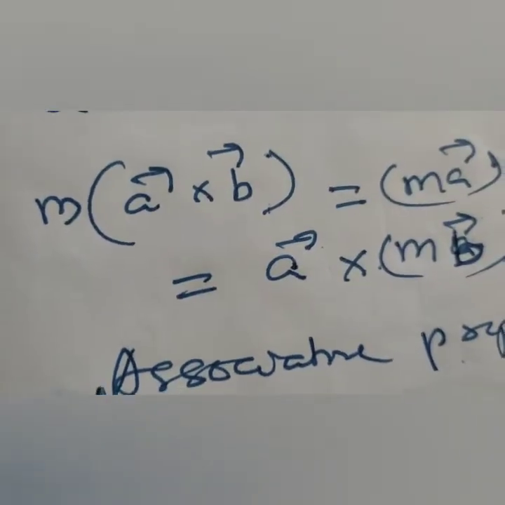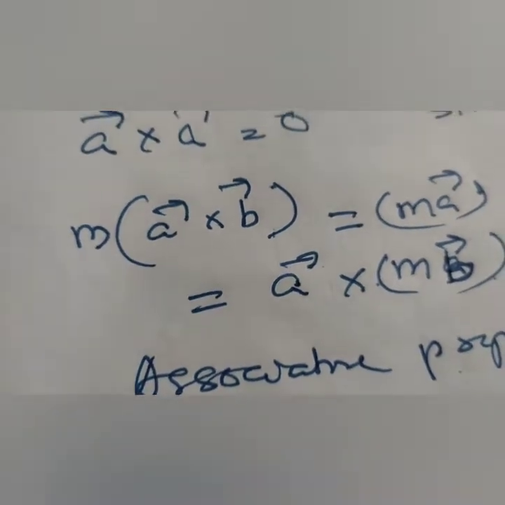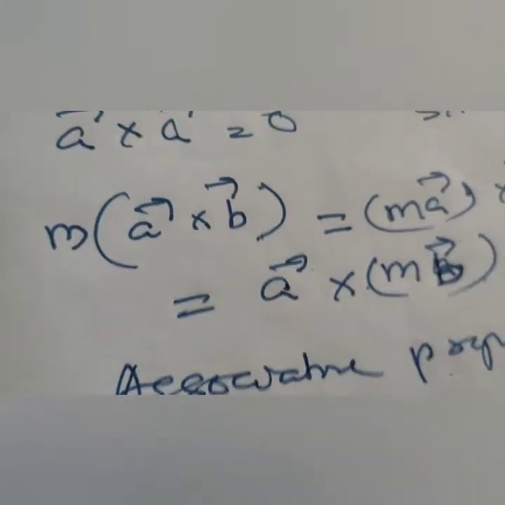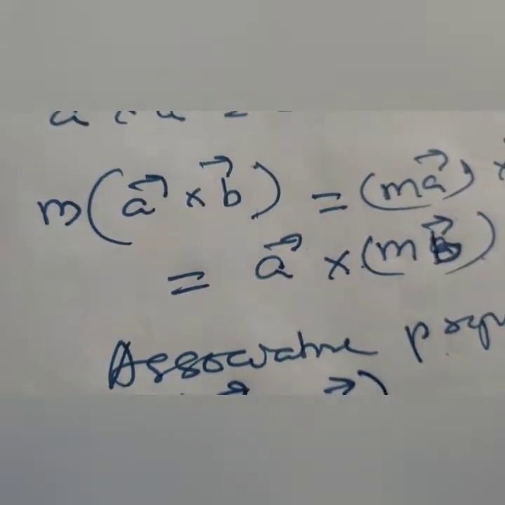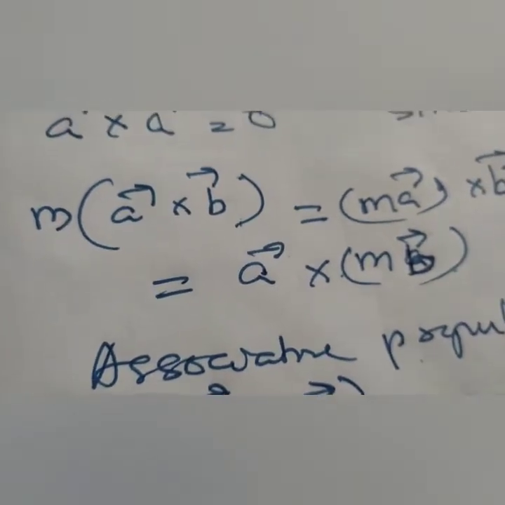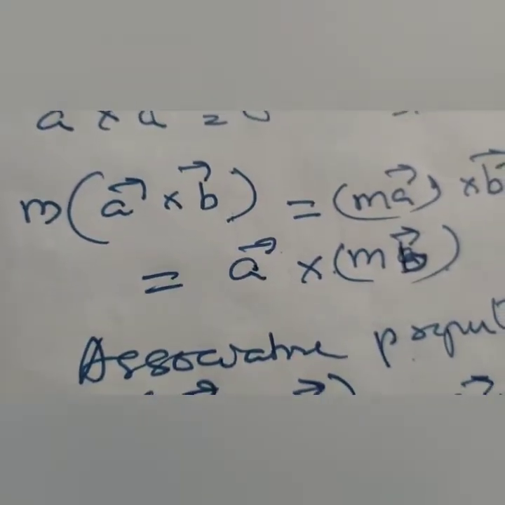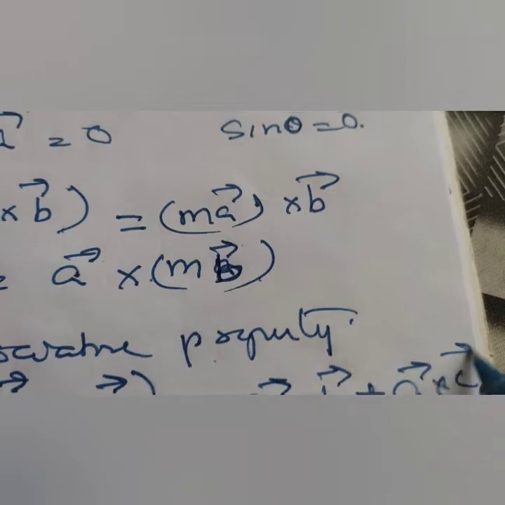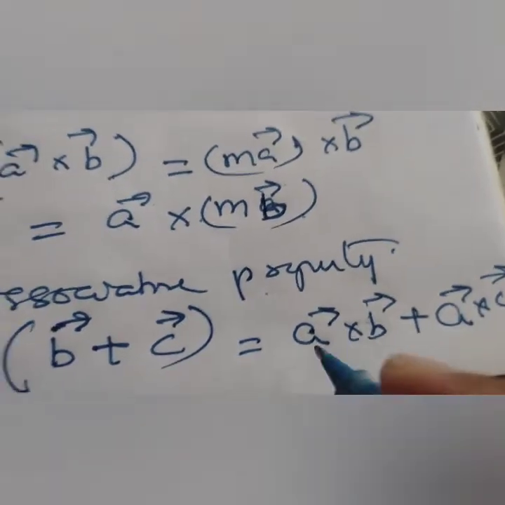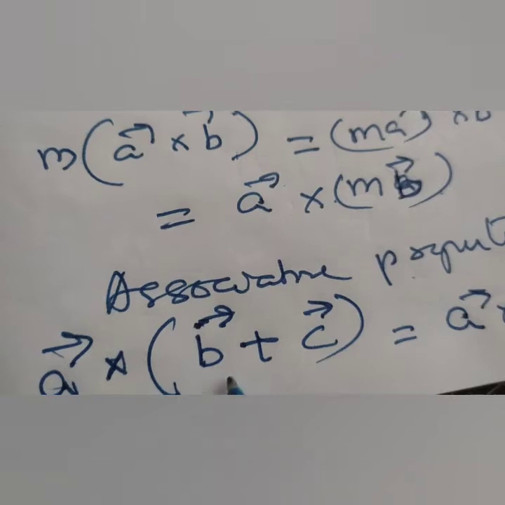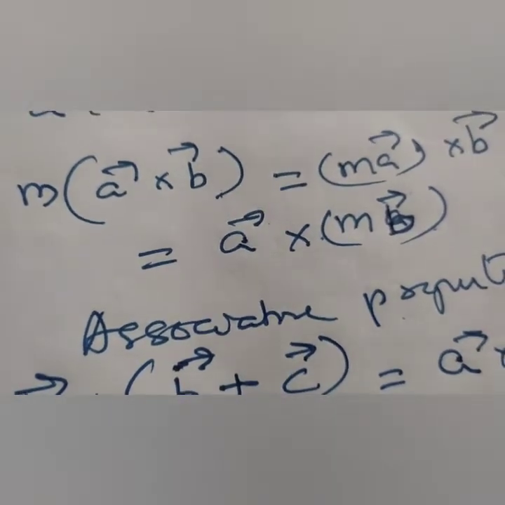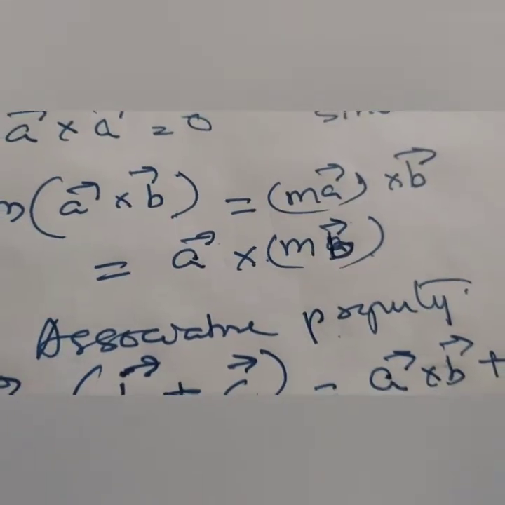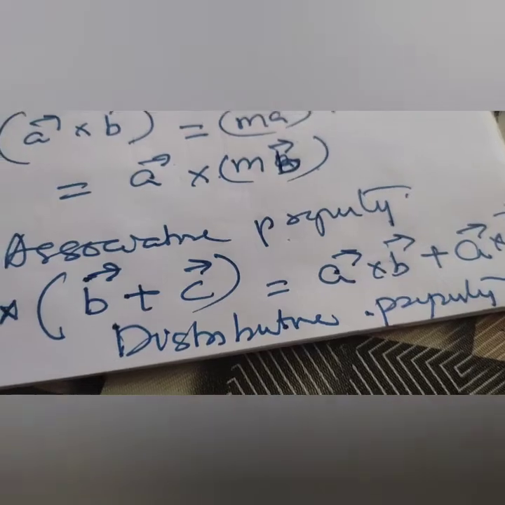These properties are the same for dot product also. A cross (B plus C) is A cross B plus A cross C. Remember, number addition also has the same properties. So this is called the distributive law, the distributive property.